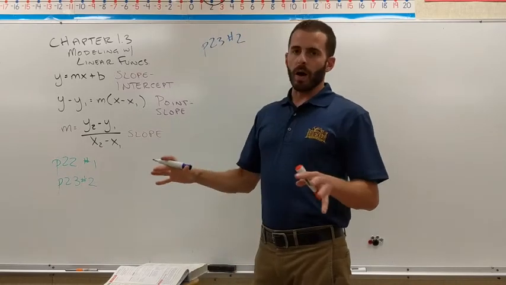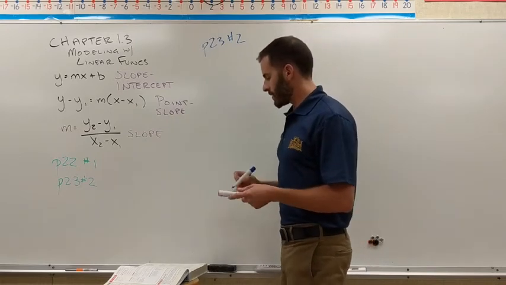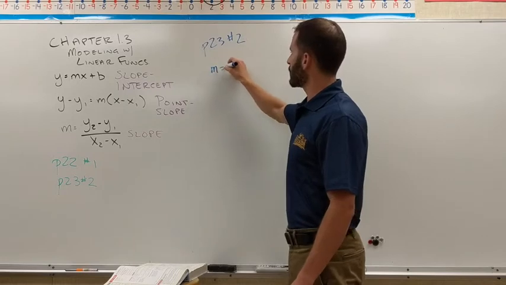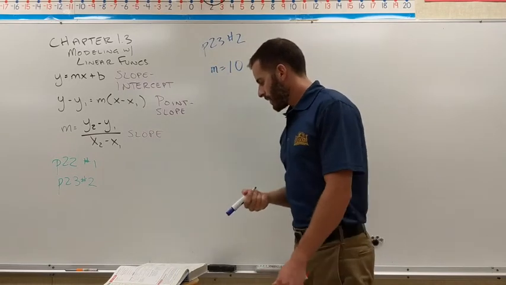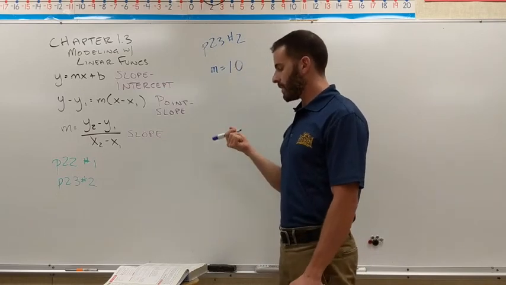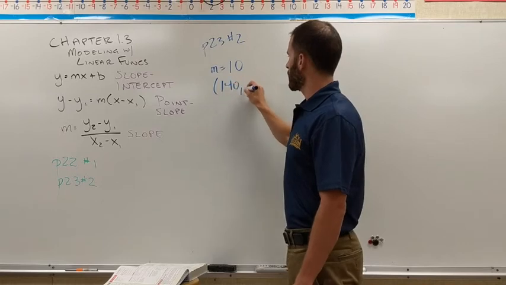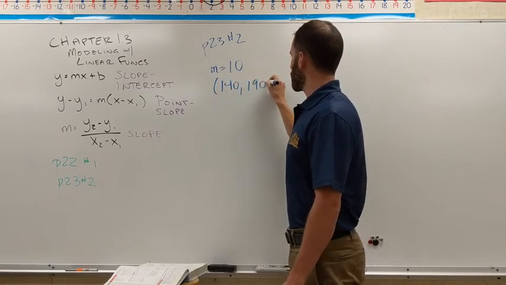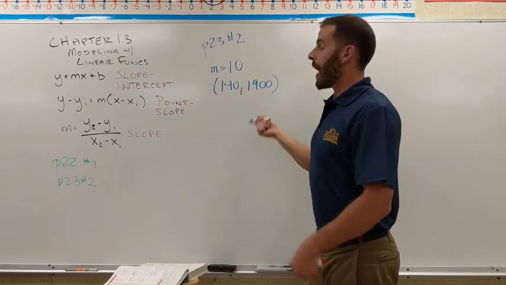We'll talk about word problems. However, we know that this company, Maple Ridge, charges a rental fee of $10 per student. Usually the per means it's going to be the slope. The total cost is going to be $1,900 for 140 students. So I know my x is 140, and I know that my y is 1,900. So I need to make an equation.